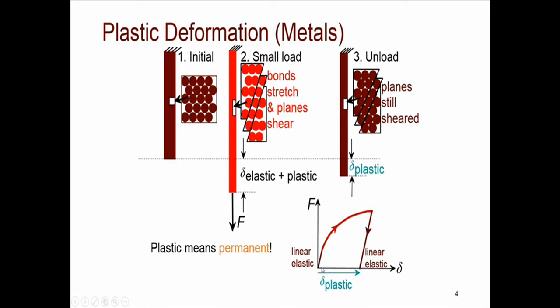force displacement curve. As you see here, we have a linear elastic part, and after that we have a non-linear part due to the plane shear. And when the load is removed, the part that is related to elastic displacement will be recovered. The part that is not recovered is called the plastic or permanent displacement. So plastic displacement means a permanent displacement.